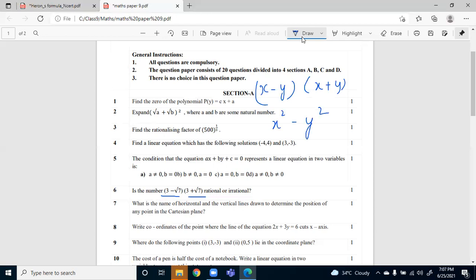So what is x here? Rational. x is 3, so 3 square, and y is root 7, so root 7 square. So when you solve it, it is 9 minus 7. So it comes out to be 2, and you are correct, Devyansh. It is a rational number.